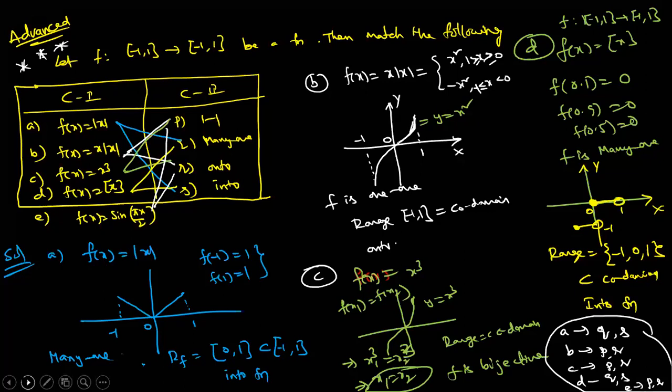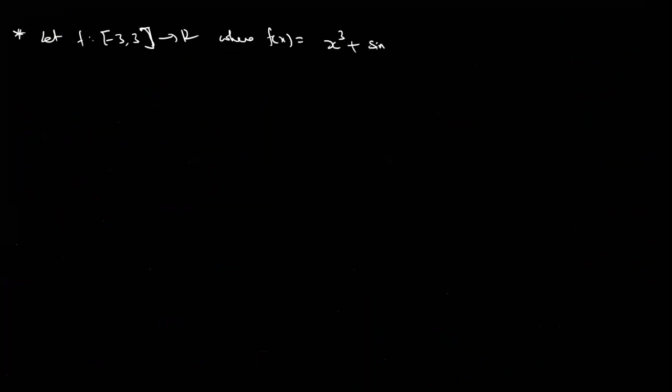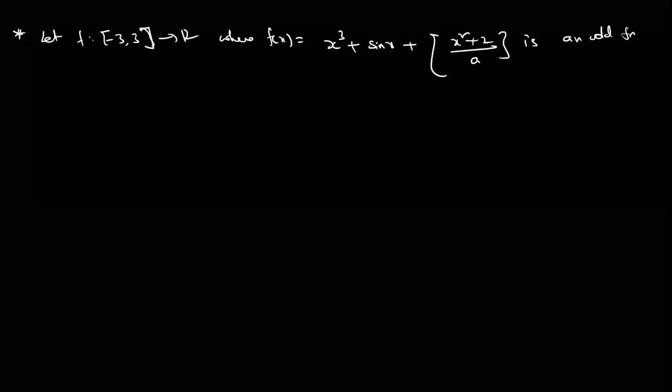Okay. So we are discussing a different model. See, get ready. Thank you, Santosh. Now see. Dear students, this is the different model. Previous question. Let f map minus 3 comma 3 to R, where f of x is equal to x cube plus sin x plus the greatest integer of x square plus 2 by a is an odd function. Okay. So what is the meaning? The bracket denotes greatest integer function.